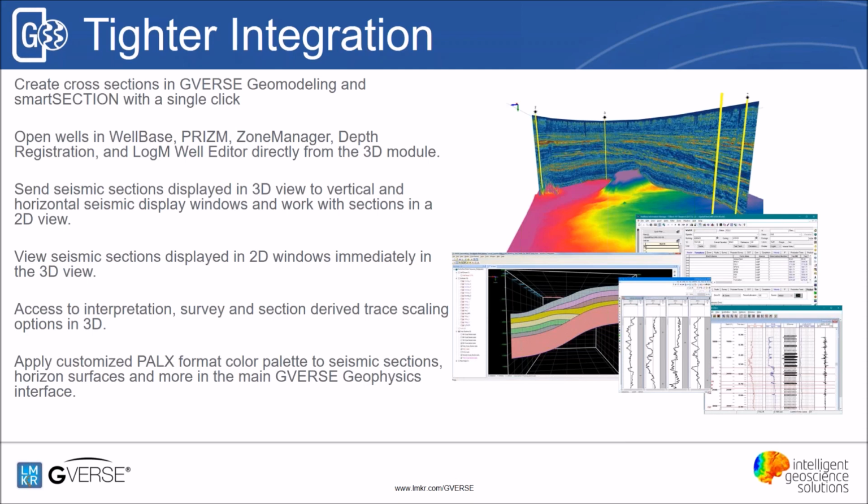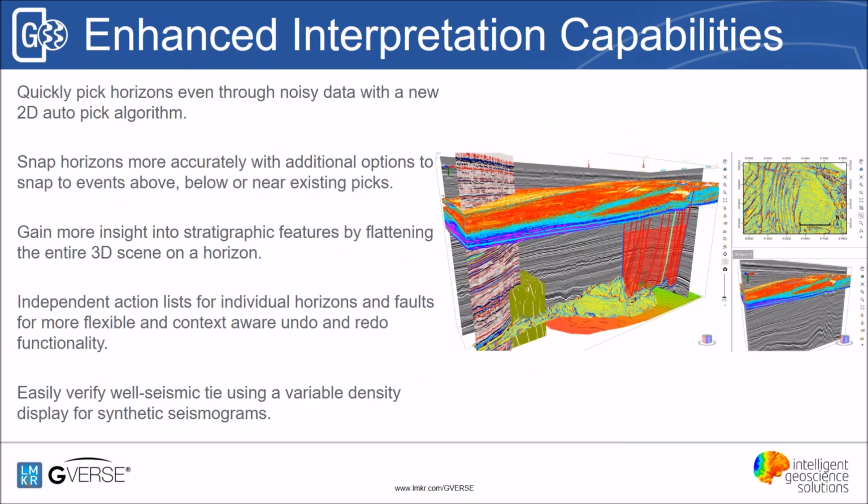We've also worked on sending sections to and from the 3D view to our seismic section viewer, or what you may call the 3D viewer for seismic. Then we've tried to ensure that all the trace scaling and color palette options are available in both those views. This ensures that whether you're looking at a section in 3D or in 2D, they're represented in exactly the same way. We've also added new tools and improved existing ones for a better interpretation experience.